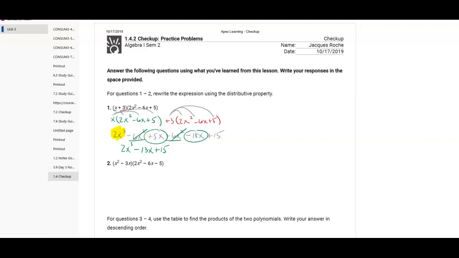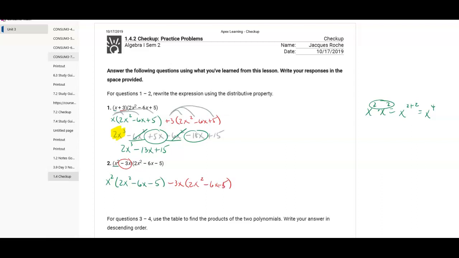So before we do the next one, remember, when we multiply something like x squared times x squared, the laws of exponents tell us to add the exponents. So we would get x to the fourth. For this next one, I'm going to pull the x squared out, and distribute it to 2x squared minus 6x minus 5. Then next, I'm going to pull out the minus 3x. Remember, that's negative 3x times 2x squared minus 6x minus 5.